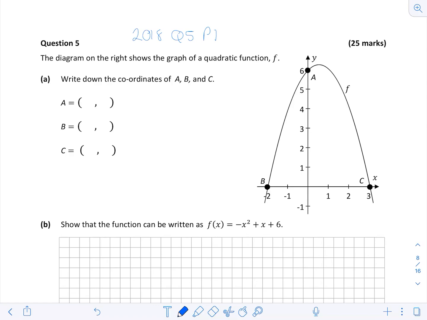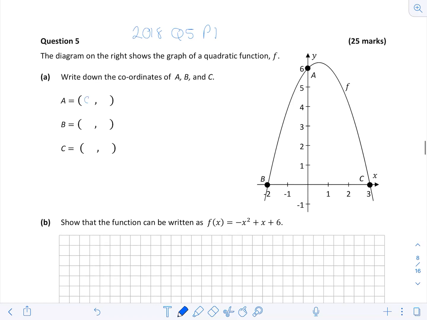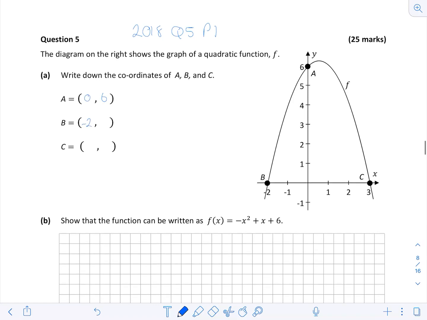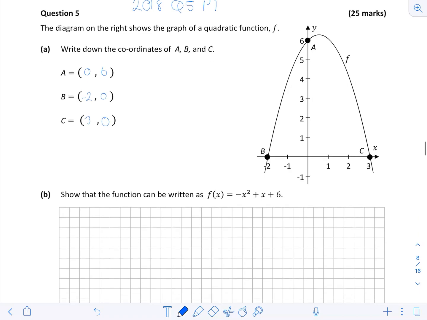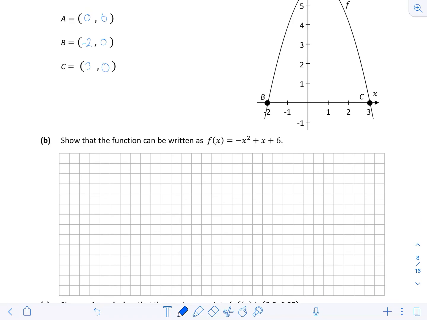Write down the coordinates of A, B, and C. Lads, look how easy that is. Question 5, and they're asking to find coordinates. A is 0, 6. B is going to be -2, 0, and C is going to be 3, 0. Show that the function can be written as that thing there.